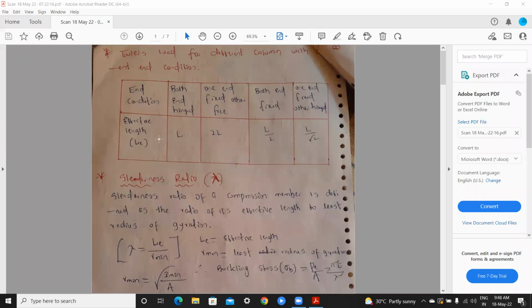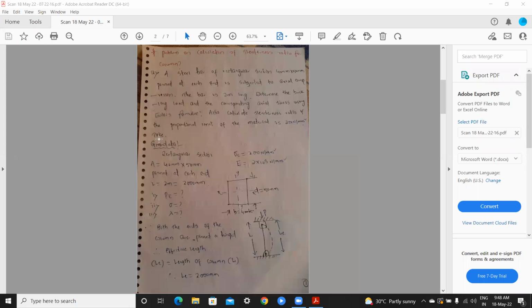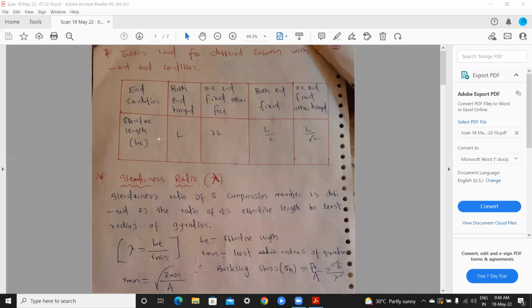Before the load is applied on that column, the length will be the total length, but after buckling there will be an effective length. So there are different conditions like this. Here, what does slenderness ratio mean?